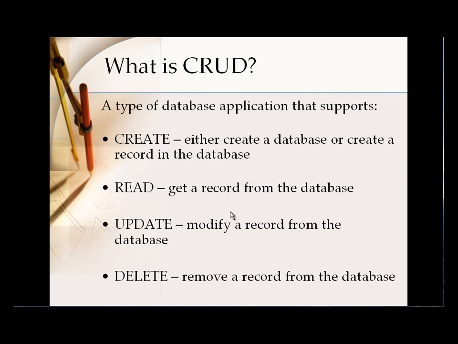So, what is CRUD? Well, it's a type of database application that supports four basic things. The C basically stands for create. You can either create a database or create a record in a database. The R stands for read. You can read a record from the database or retrieve a record from the database. The U stands for update. You want to modify or change the record in the database. And then finally, the D stands for delete. And you want to either remove the record from the database or get rid of that record in the data set that you're working in.